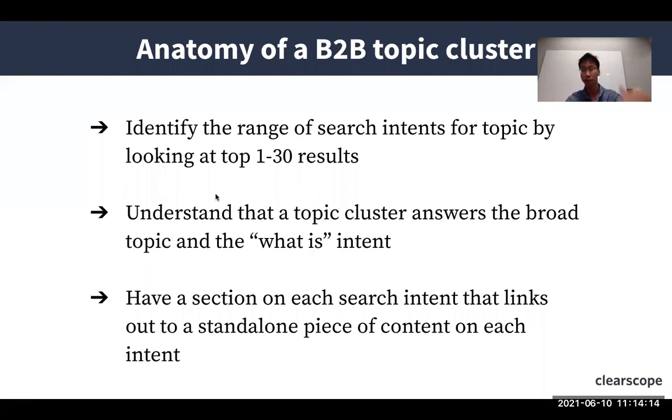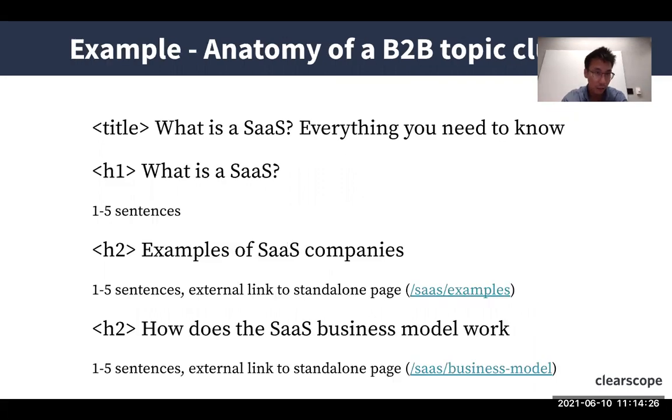What you want to do is have a section on each search intent that is relevant, that the user cares about. And then you want those sections to link out to standalone pieces of content on each of those intents. So an example of a B2B topic cluster using the SaaS example: you'll have something like, what is a SaaS? Everything you need to know.